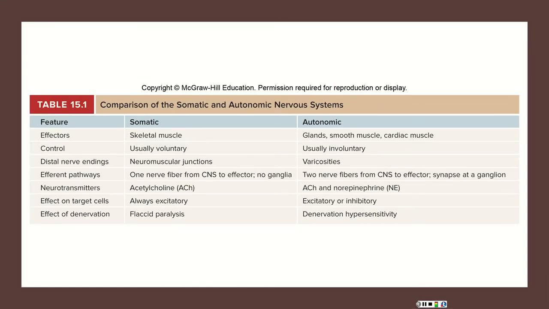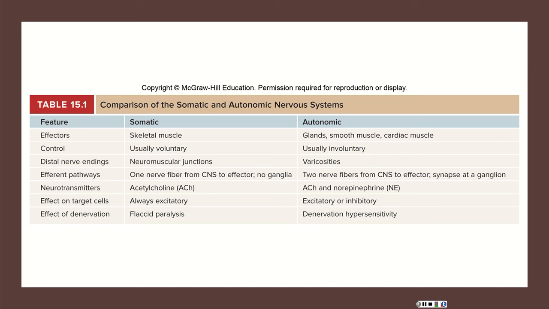So now we're going to spend the rest of this lecture talking about the autonomic nervous system. Up to this point, most of what we've been talking about are either the central nervous system itself, or the motor division of the nervous system. This lecture, we've been talking about the peripheral nervous system as far as sensation, and now we're going to talk about the autonomic nervous system.